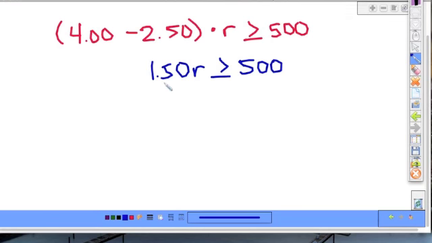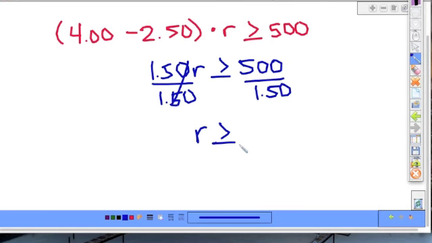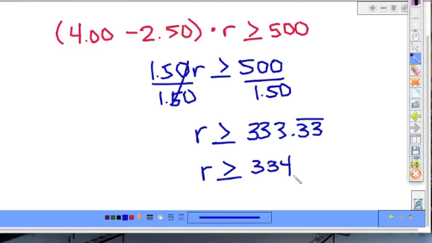So since these are being multiplied, I'm going to go ahead and divide. So we're going to divide by 1.50. What you do to one side, you do to the other. These cancel. R falls down. So does the inequality. And 1.50 goes into 500 333.33. As you can tell, this is going to keep repeating. Okay, so if I rounded this off to the nearest whole number, I would get 334. And that's how you do that. Hopefully this helped you on lesson 3-7.